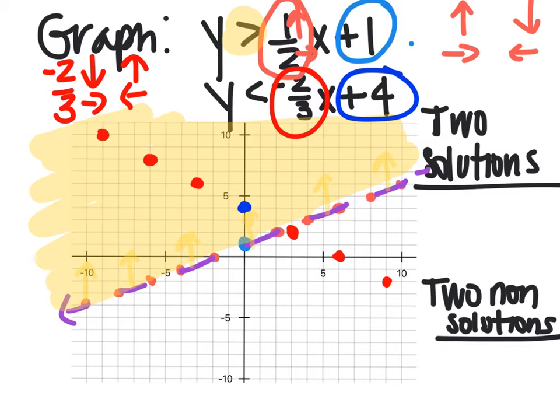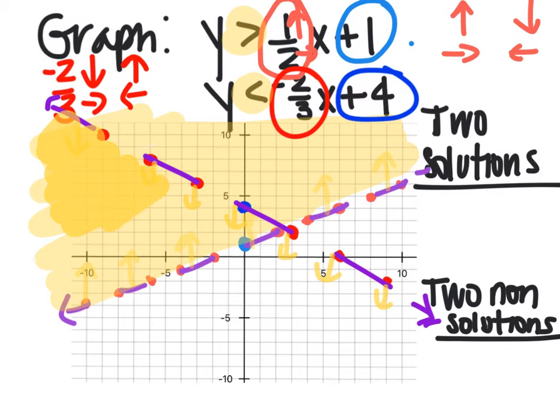And because this is a less than symbol here, then I'm going to use a dashed line again. So I'm going to dash this line. And my less than symbol tells me that I need to shade down. So I'm going to go back to my line. I'm going to draw arrows straight down from my line that's already there. And again, then I'm going to color in that portion of the graph.